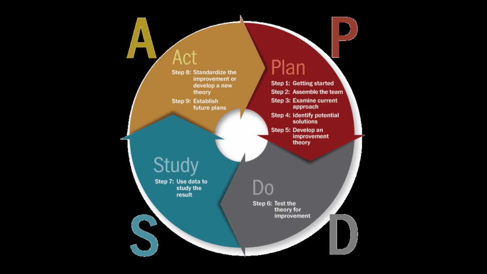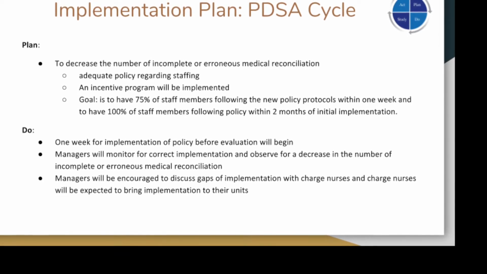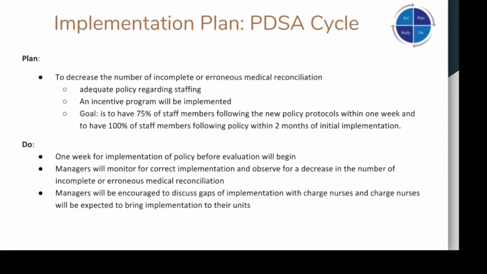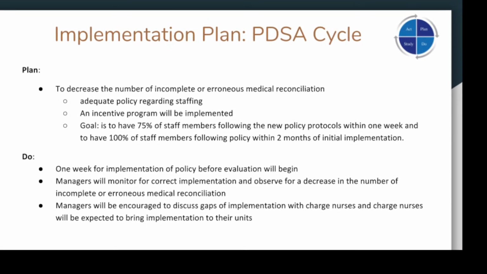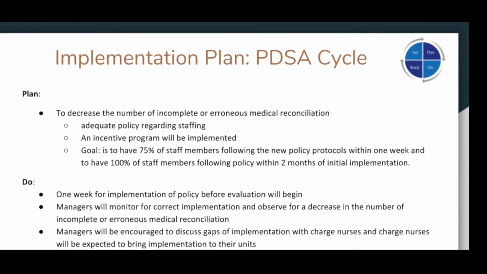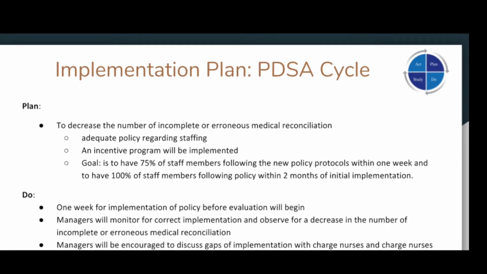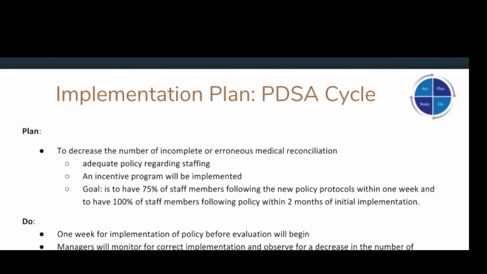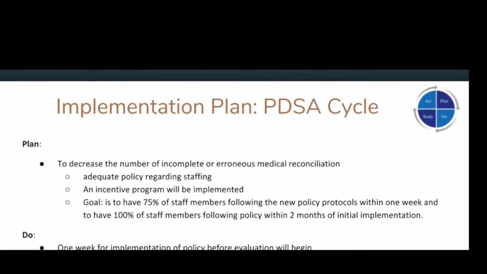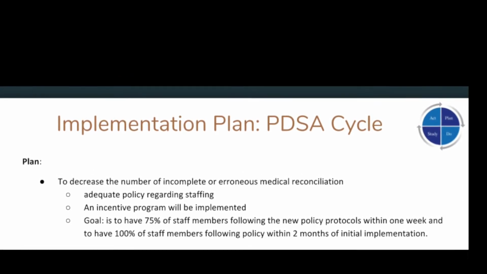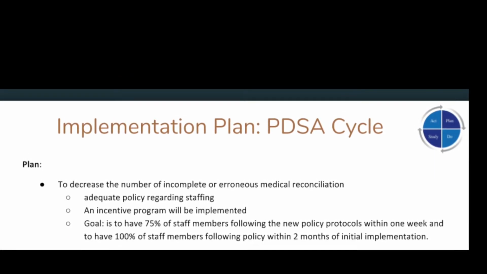Using the Plan, Do, Study, Act model for change, we aim to decrease the number of incomplete or erroneous medication reconciliation attempts. During our planning phase, we aim to create an adequate policy regarding staffing, an incentive program, and address our goal, which is to have 75% of staff members following the new policy protocols within 1 week and to have 100% of staff members following the policy within 2 months of the initial implementation.